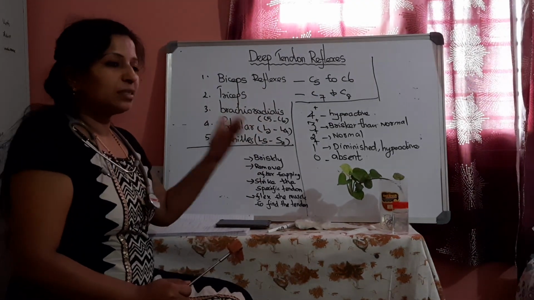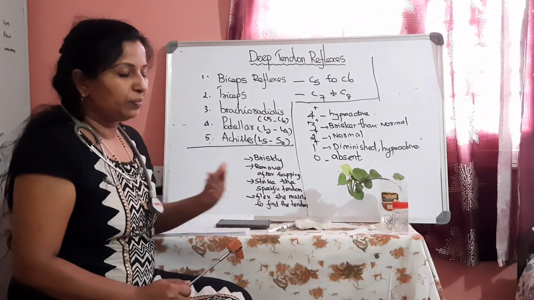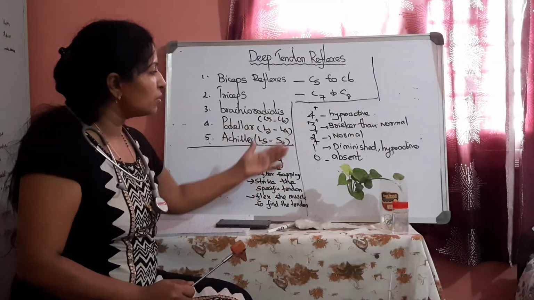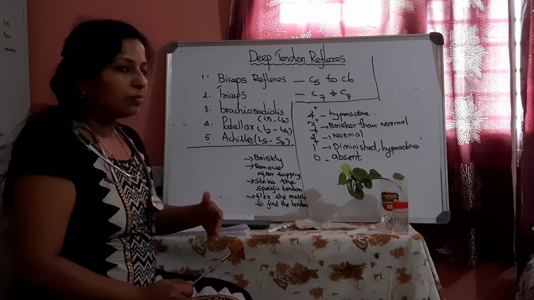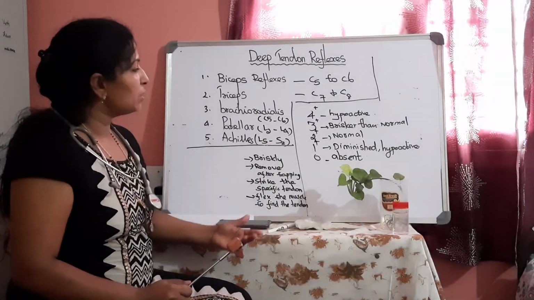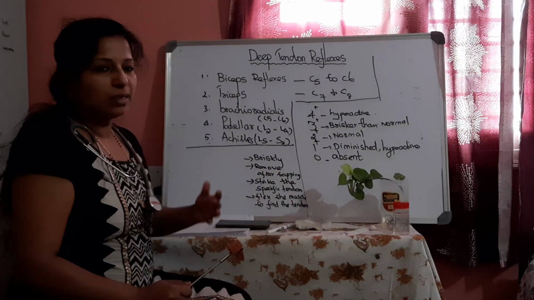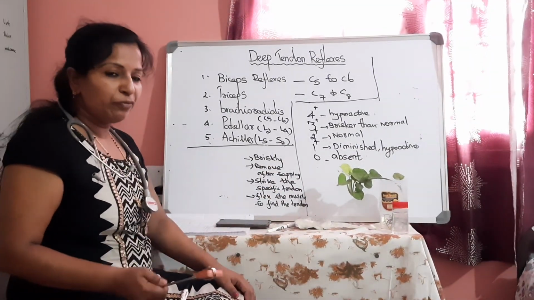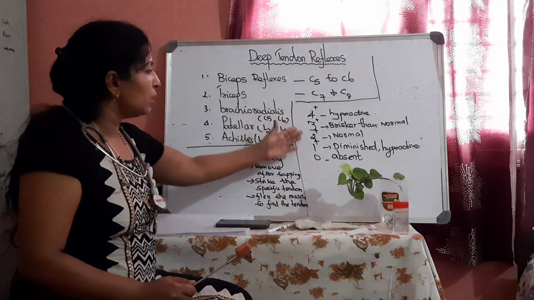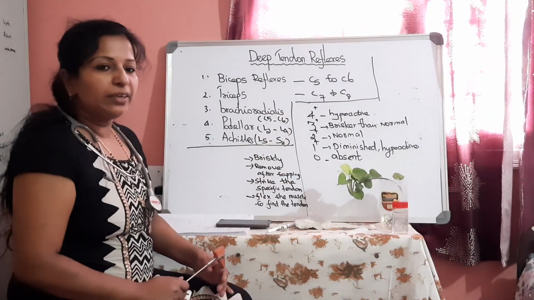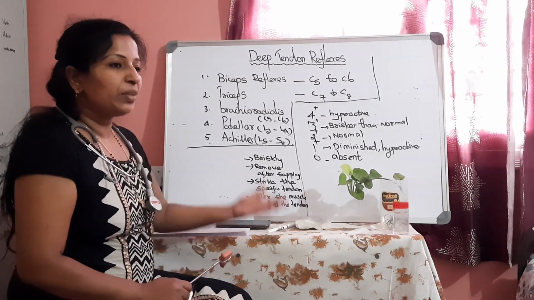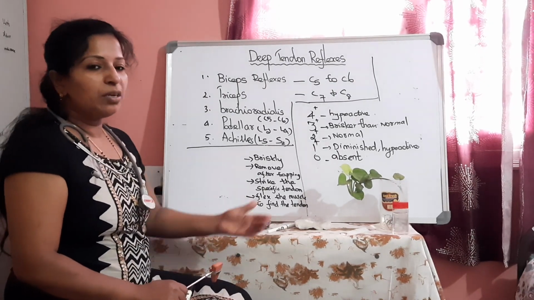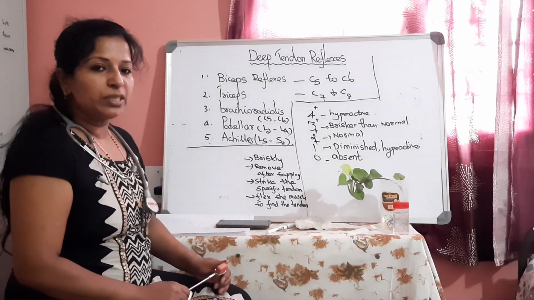After assessing, there will be a response from the patient's deep tendon. If it is 4 plus, that means it is a hyperactive response. 3 plus is brisker than normal, and 2 plus is the normal expected response. 1 plus means the response is diminished, that is hypoactive, and 0 means there is no reflex. This rating is to be identified and noted after assessing the deep tendon reflexes, and documented in the patient case sheet. I will now demonstrate how to assess the deep tendon reflexes.